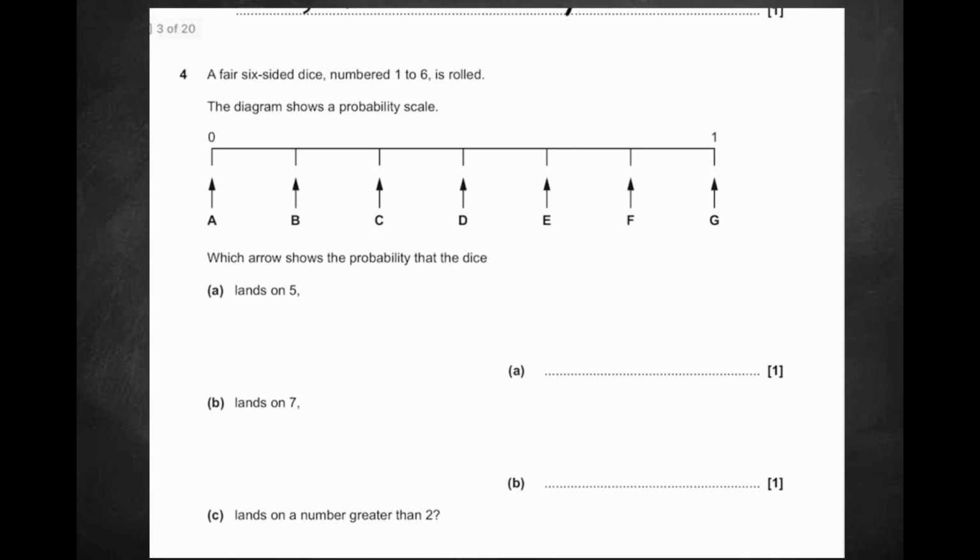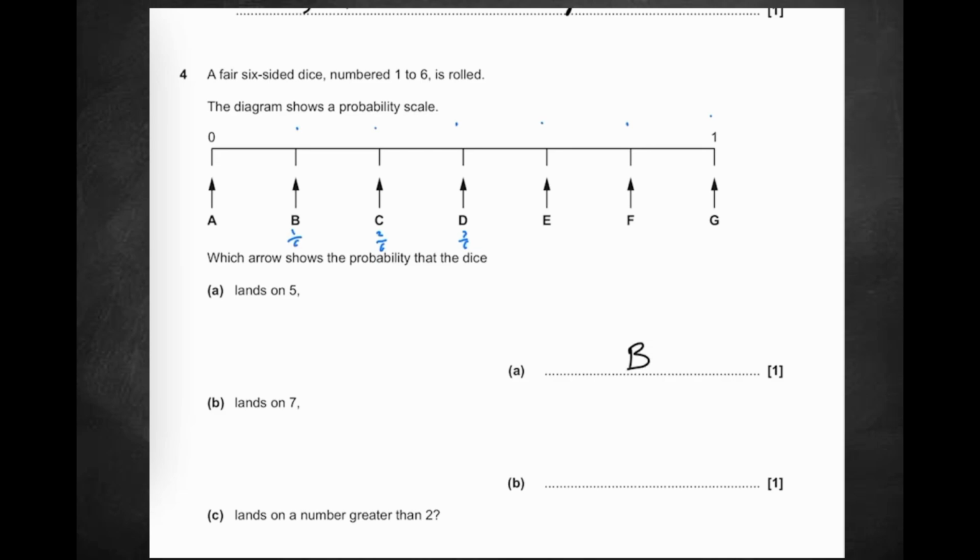Question number 4. A fair 6-sided dice numbered 1 to 6 is rolled. The diagram shows a probability scale. Which arrow shows the probability that the dice lands on 5? We know it's a fair dice, so the probability of it landing on 5 would be 1 over 6. So if we look at the scale, we have 1, 2, 3, 4, 5, 6 different sections, meaning that each one is going to be 1/6 worth, so that's 1/6, that's 2/6, that's 3/6, etc. So B is going to represent 5 because that is 1/6.